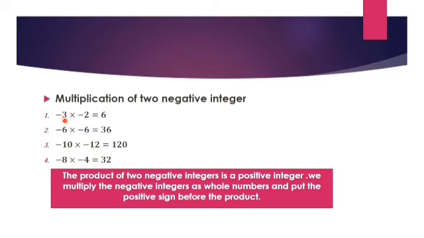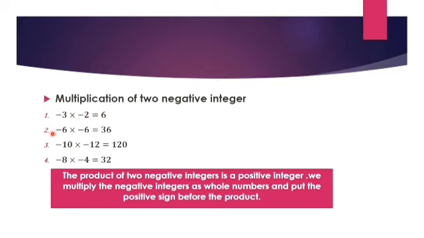It means we simply multiply 3 into 2, 6, and it becomes a positive integer. We multiply the negative integers as whole numbers. 3 into 2 is 6, and we put a positive sign before the product. It means plus 6, or positive 6.